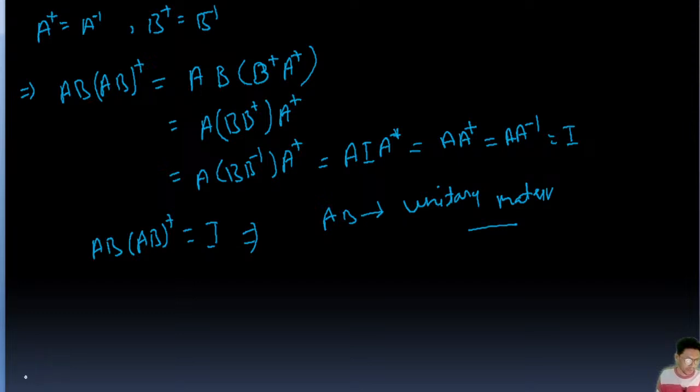Now we'll solve some questions. Okay. So we'll check whether the matrix is Hermitian or anti-Hermitian.